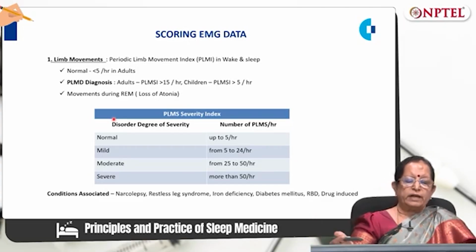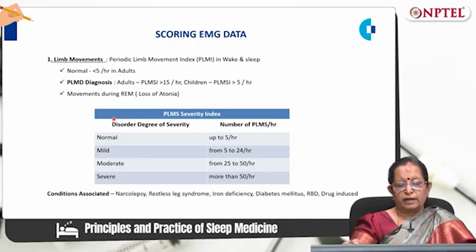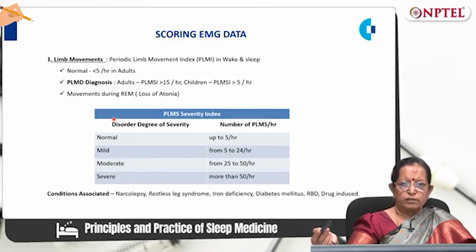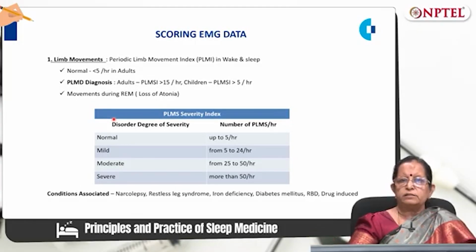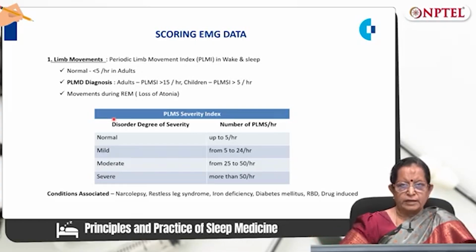Then the PLMS severity index, I am not going into the details of the severity index, you should know the severity index to treat the patients. Usually what are the conditions associated with periodic leg movement? They are narcolepsy, restless leg syndrome, iron deficiency, diabetes mellitus, respiratory breathing disorders, even some drugs like antidepressants.